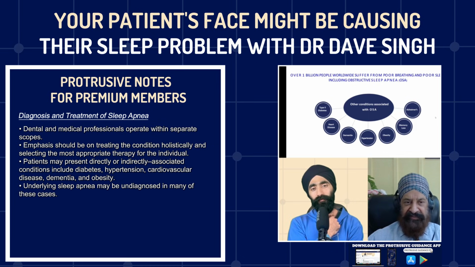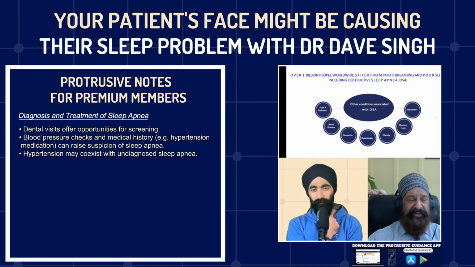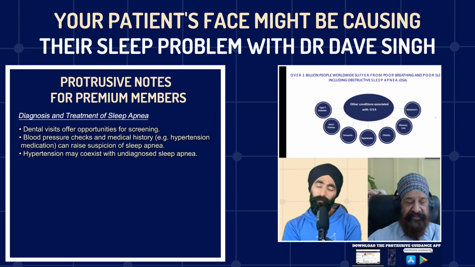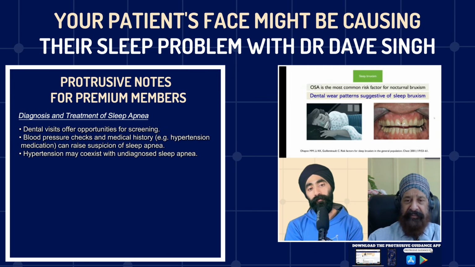They may have a diagnosis of diabetes, they may have hypertension or other cardiovascular diseases, they may have dementia, they may have obesity, and so on and so forth. And underlying these conditions, there may be an undiagnosed sleep apnea. And so when your patient comes to the dental office and you're going to do maybe a surgical procedure, you can take a blood pressure measurement, or you can ask the patient, are you taking meds for hypertension, and so on. So if there is a history of hypertension, then there's a chance that this patient may actually have undiagnosed sleep apnea in addition to that.